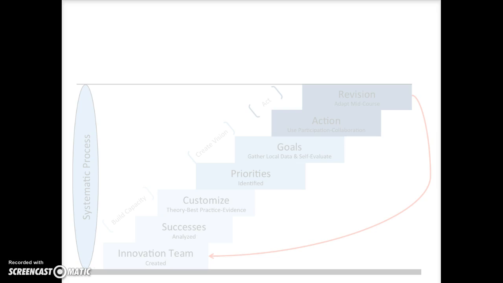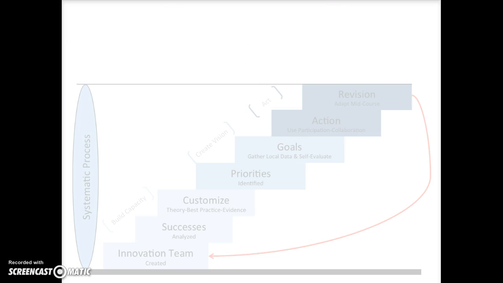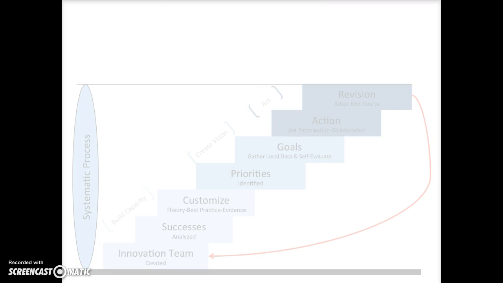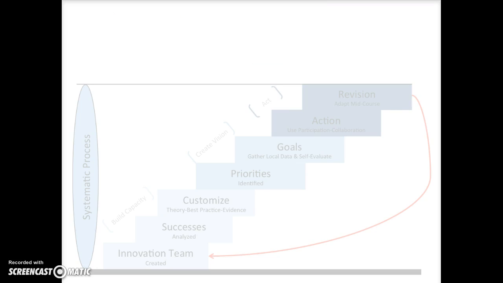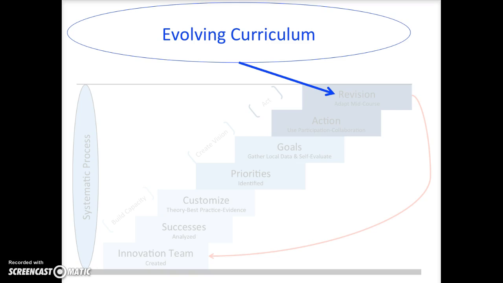And as they identified those priorities, the goal then became, let's have this literacy-based workshop. They began to develop curriculum in partnership with the NGO and the woman with the 8th grade education. And they set up action steps to have this mosque-based female literacy program. As it went on and continued, they developed increasing strength locally, so that the curriculum progressively evolved to address the women's needs and interests.